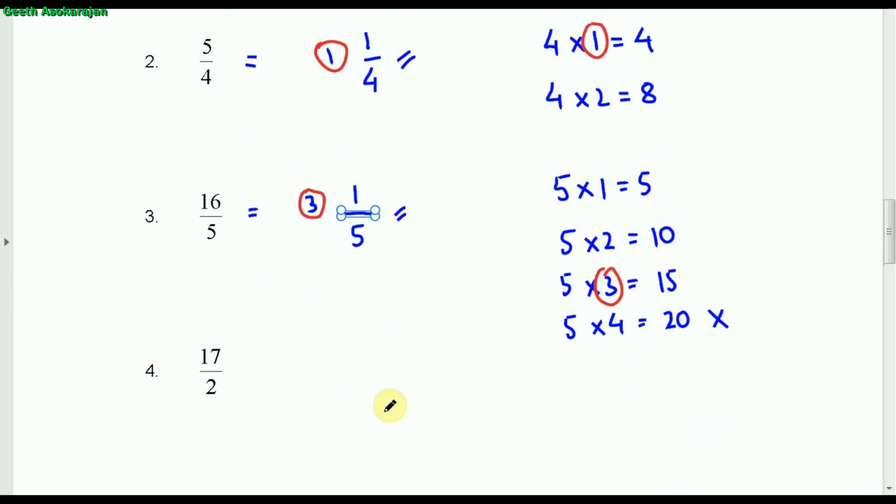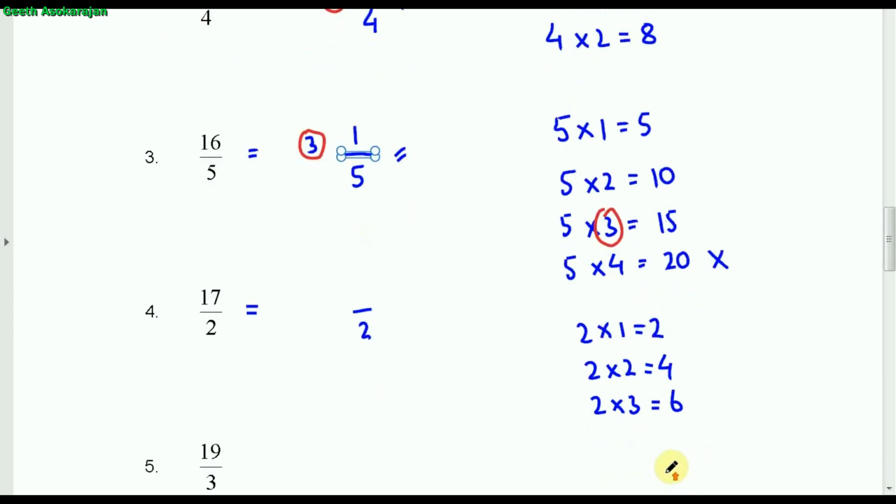Right. Let's try another one. So 17 over 2. So remember, write down that over 2 here. And use your 2 times table. Think about how many 2's go into 17. So 2 times 1 we know is 2. 2 times 2 we know is 4. 2 times 3 we know is 6. 2 times 4 we know is 8.